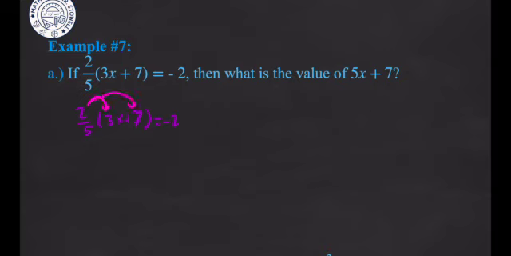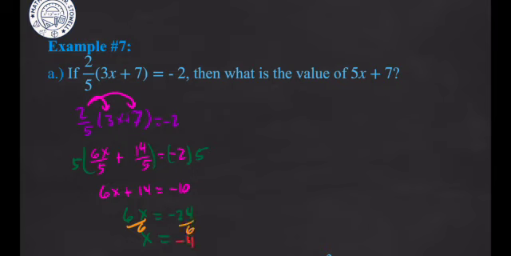So this would be 6x over 5 plus 14 over 5 equals negative 2. We're still in the simplifying phase, so let's get rid of the fraction. So we multiply both sides by the 5. So we have 6x plus 14 equals negative 10. That is by multiplication of 5 on both sides to get rid of the fractions. We already have the variables all on one side, so move the constant. So we subtract 14, so 6x equals negative 24. Divide by 6, so x is equal to negative 4.